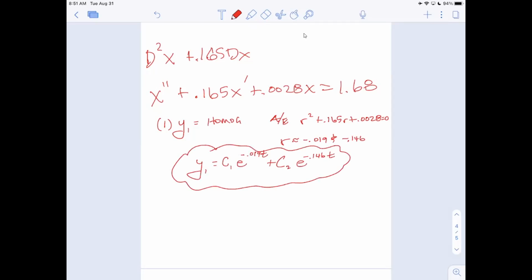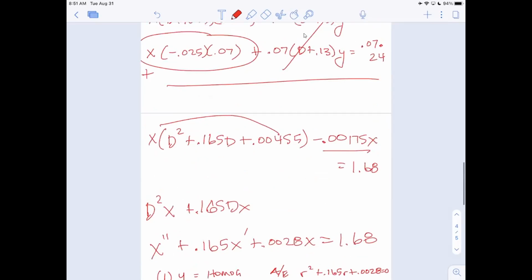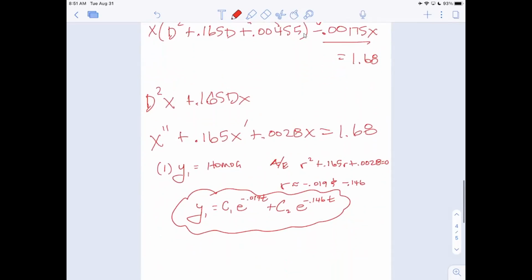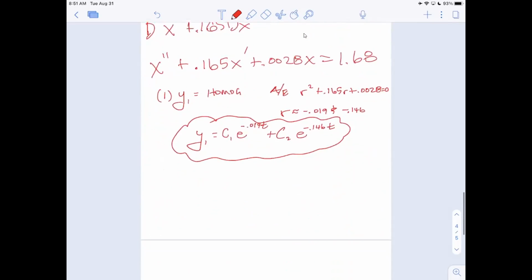Real quick, where did you get the 0.0028? Did you add 0.00175 to 0.00455? Yeah, I mean, this was negative and this was positive. So I think I went 0.00455 minus 0.00175, which of course I could have screwed up. No, I added them. I messed up.